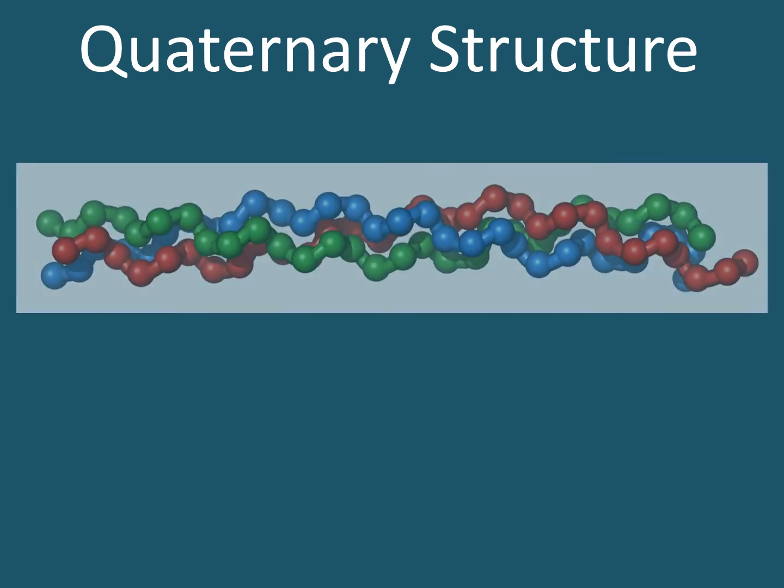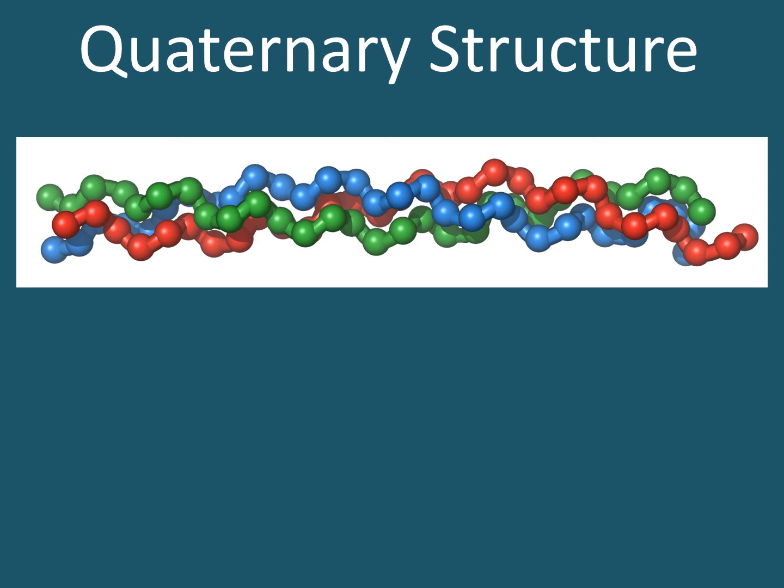A single polypeptide isn't quite yet a protein. It needs to be folded, and some proteins need to be combined with other distinct polypeptide chains. In the example shown here, we have 3 individual polypeptides swirled together to form what's called a triple helix. This example is the protein collagen.